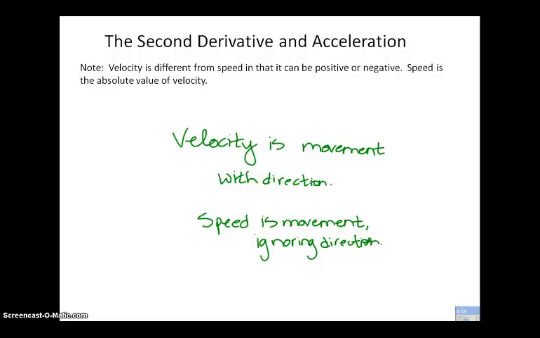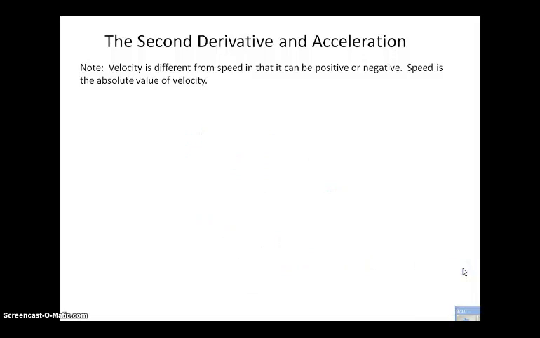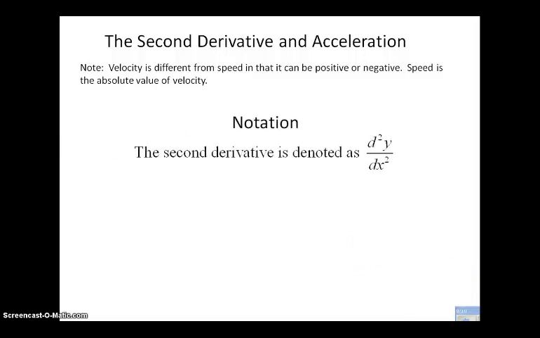Velocity can be positive or negative. You can be moving in the positive direction. You could be moving in the negative direction. Speed, mathematically, we say that speed is the absolute value of velocity. So when we have speed questions, all we have to do is find velocity and take the absolute value. In other words, make it a positive value, because we're ignoring direction when we talk about speed.